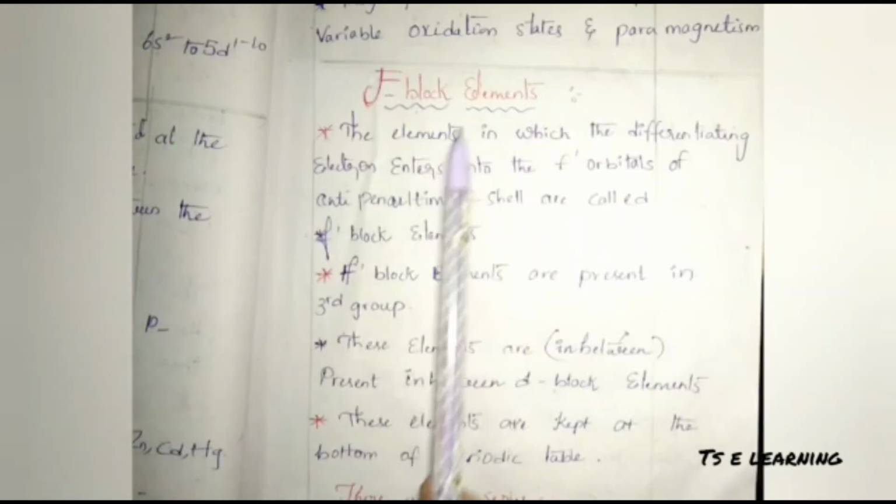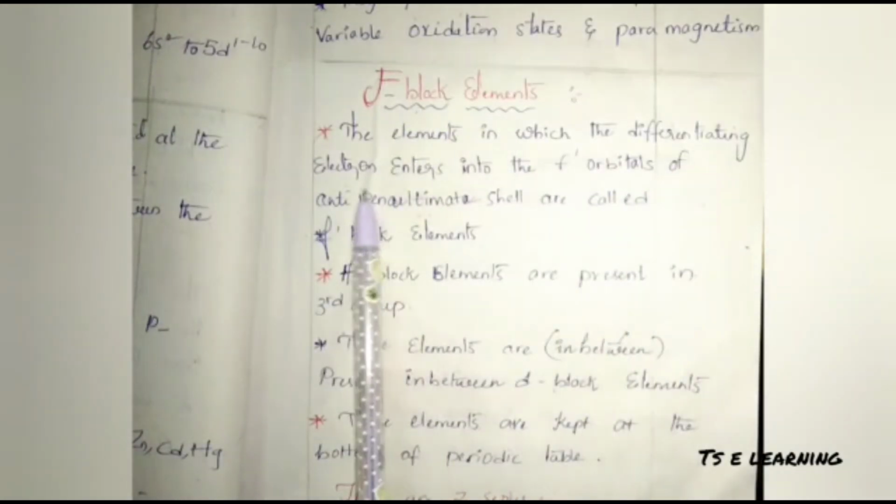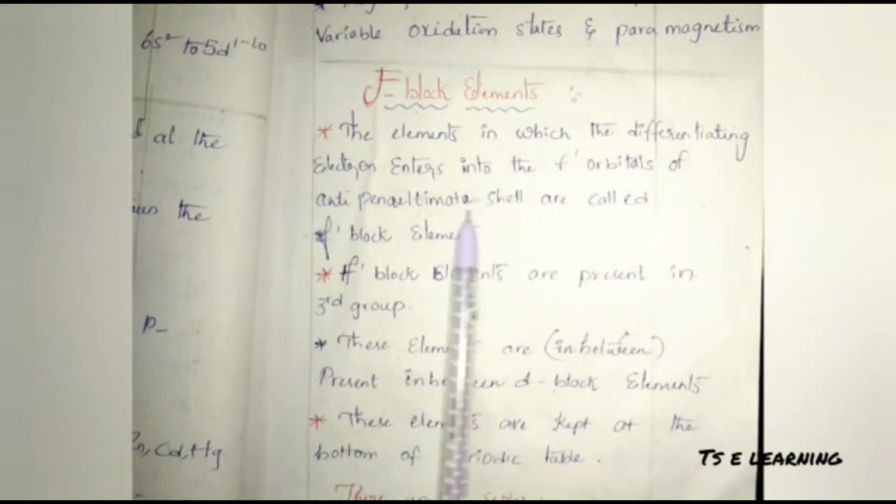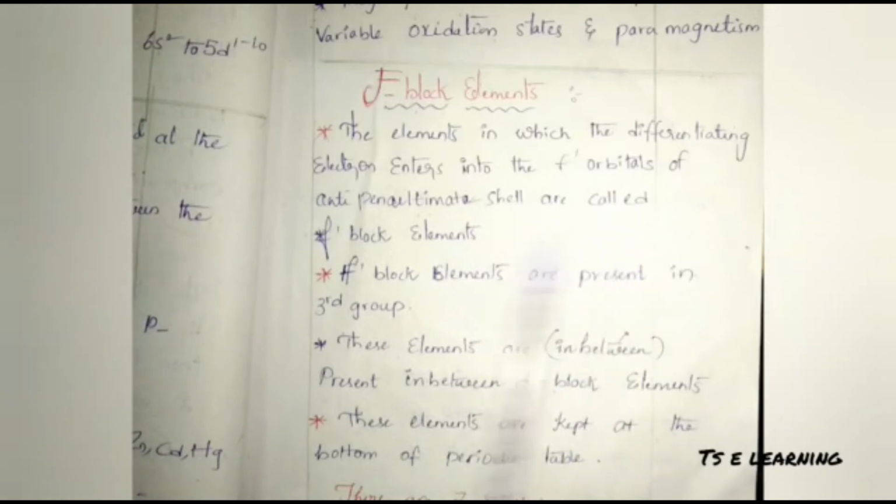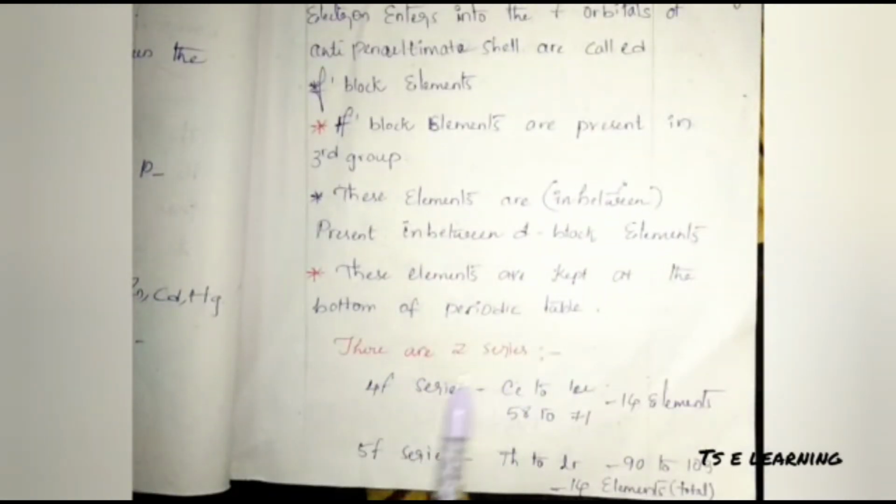Next one is f block elements. The elements in which the differentiating electron enters into the f orbitals of the antepenultimate shell are called f block elements. F block elements are present in the third group, in between d block elements. These elements are kept at the bottom of the periodic table. The f block elements are divided into the 4f series and 5f series.